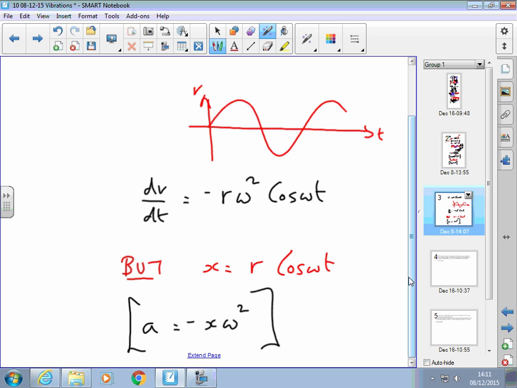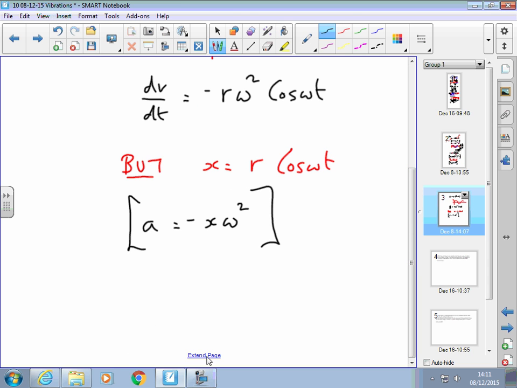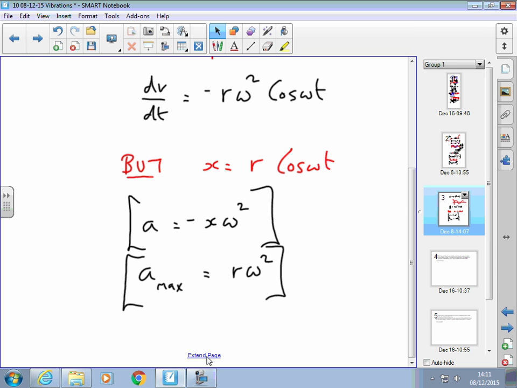So we can just add another little formula here and say that A max is minus r omega squared, or r omega squared if we want to just get the value. We're only interested in the size of the acceleration, not which direction it's acting in, which is usually the case. So that's some formulae that are going to come in really useful when doing questions.